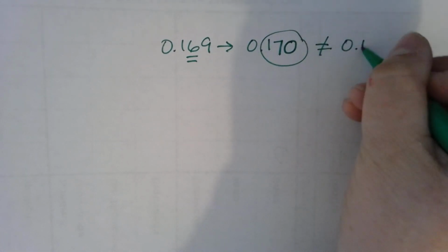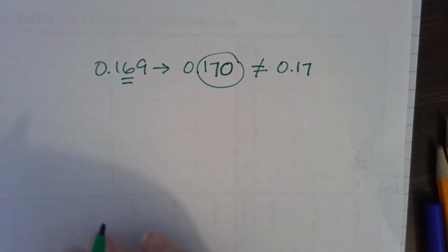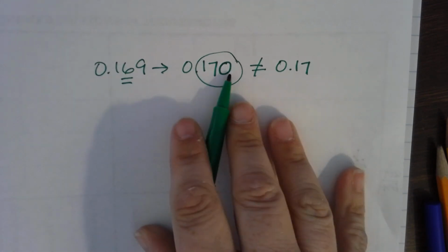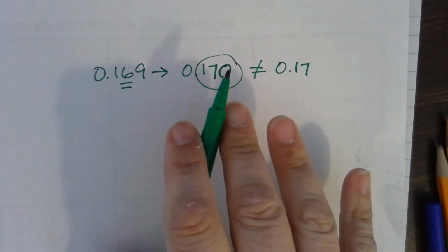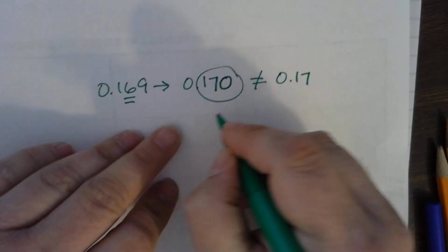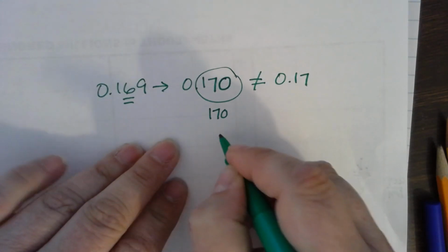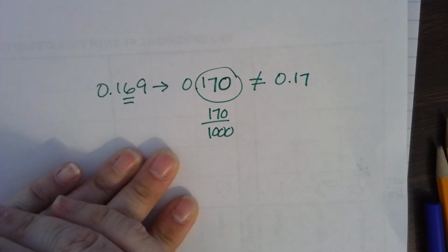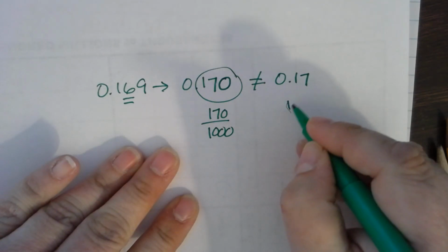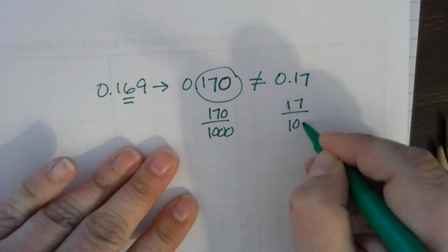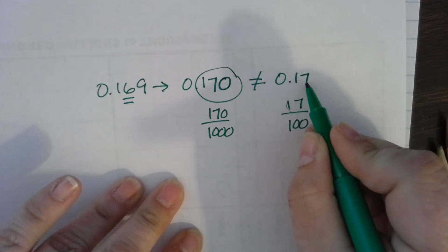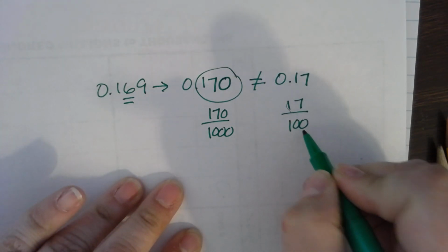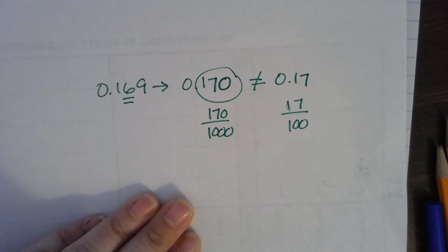These are not the same. They're not equal. Because this takes the number and makes it out of 1,000 pieces. Look at this as a fraction. This is 170 out of 1,000. If I look at this as a fraction, it becomes 17 over 100. That's 17 hundredths. That's 17 out of 100. Do you see the difference? Okay? So no zeros at the end.